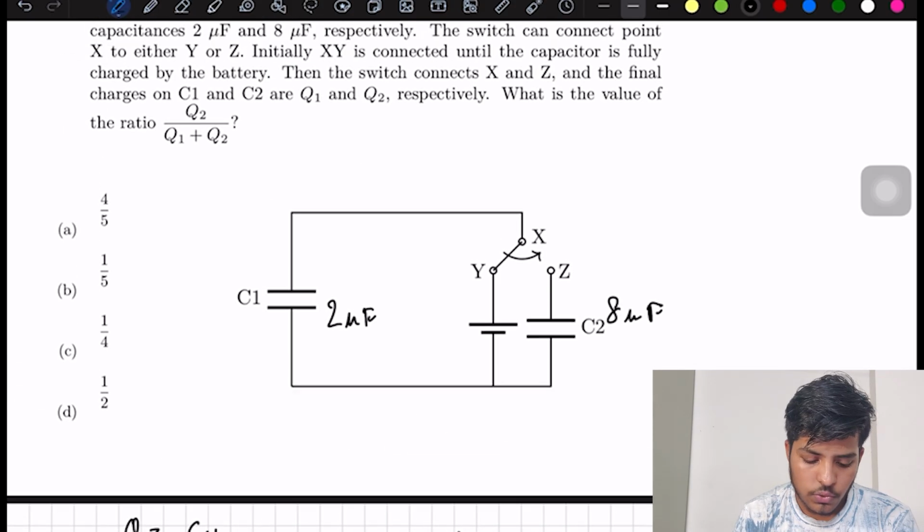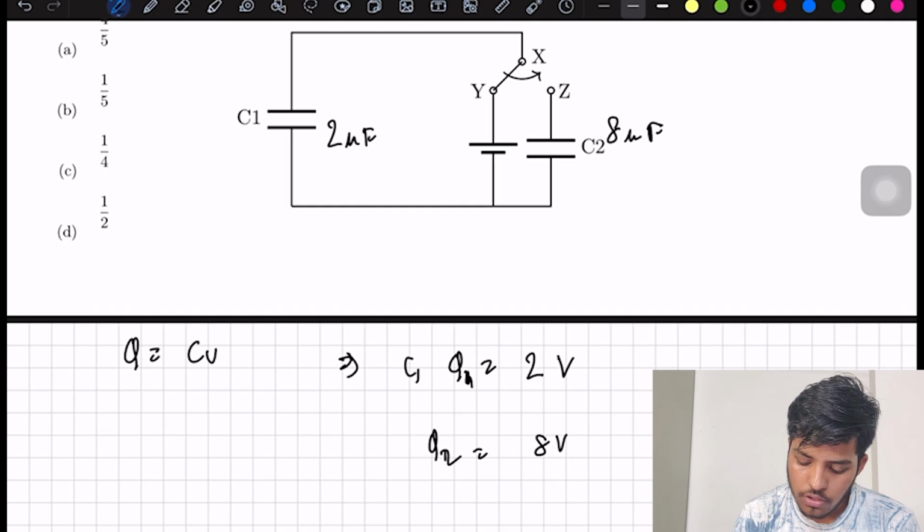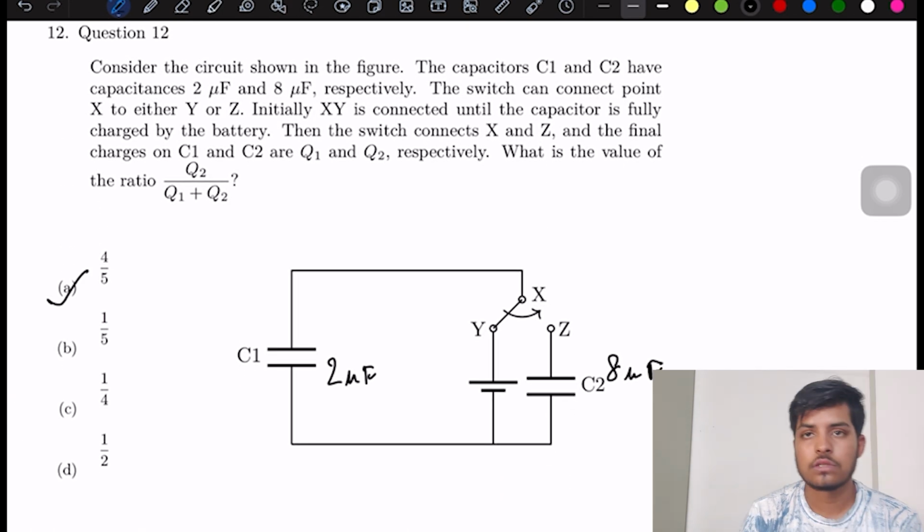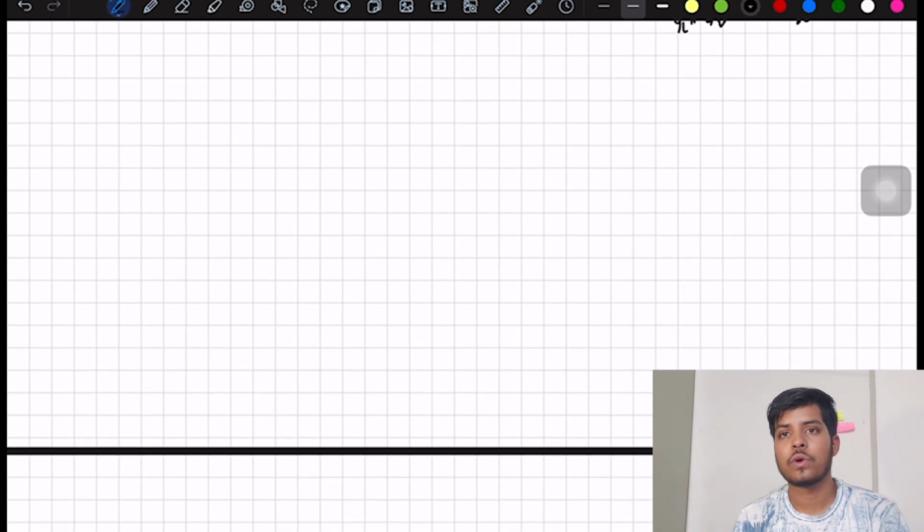So it is asking Q2 upon Q1 plus Q2. So 8V upon 8 plus 2, 10V, equals 4 upon 5 is the answer. So it was an easy question, A is the correct answer.